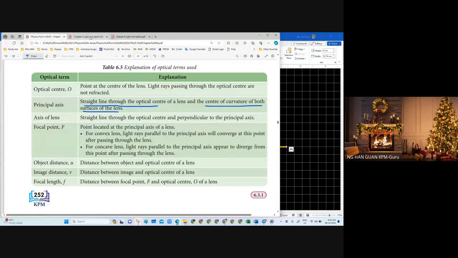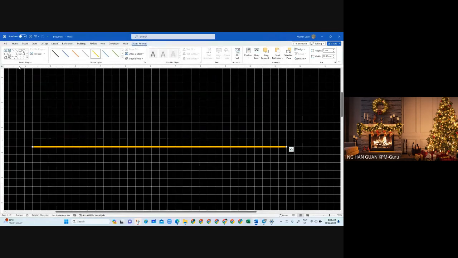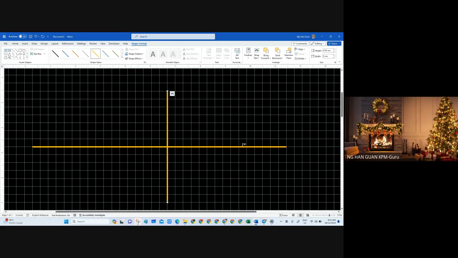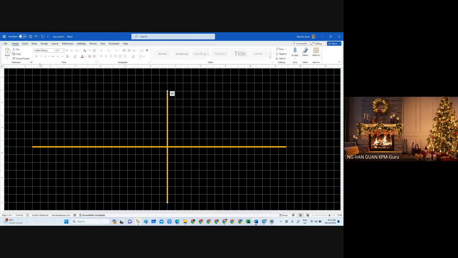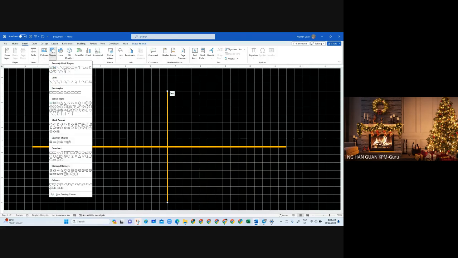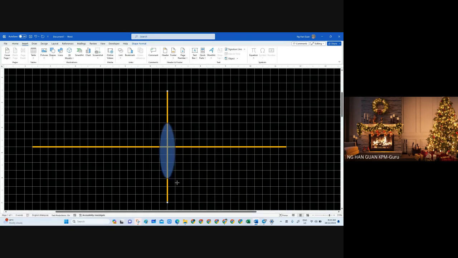Another line that we need to have is the lens axis. This lens axis is the axis at which all the light rays are refracted. So remember the concept of the ray diagram here, because of the lens that we apply.